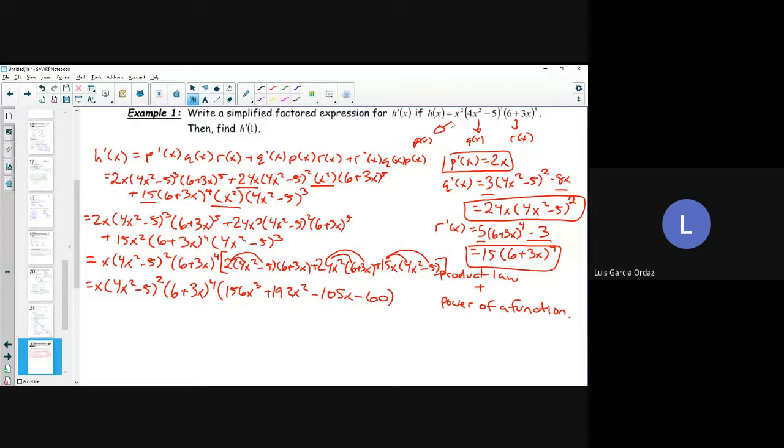So can I factor out any number from my bracket over here? Is there a common factor I can factor out? A 3. So I'm going to factor out a 3. So I am left with 3x, because I factored out the 3, times 4x squared minus 5, all squared, times 6 plus 3x to the 4, multiplied by 52x cubed plus 64x squared minus 35x minus 20.